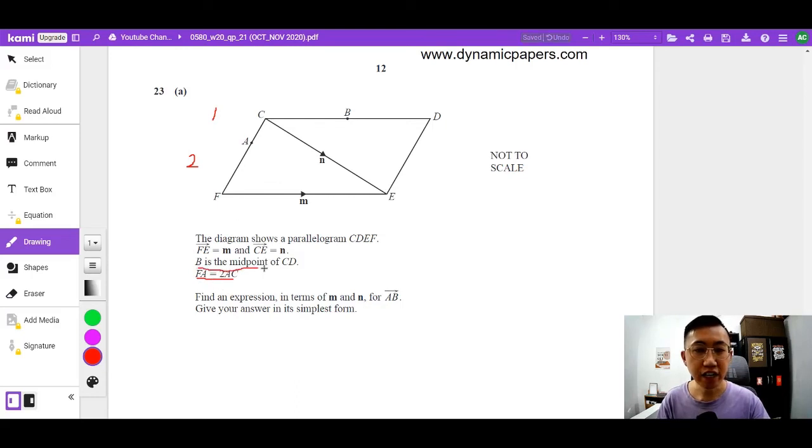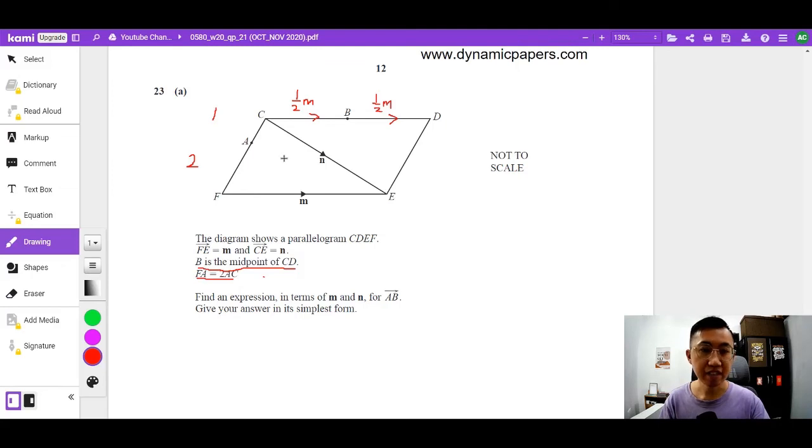This information I haven't written. B is the midpoint of CD, that means it's exactly half. And we know that FE is denoted with the direction of M, right? So here to here is half M, half M. Okay, we have to label half M, half M. Same direction as FE, and B is halfway, so half M, half M. Okay, so we already labeled that.